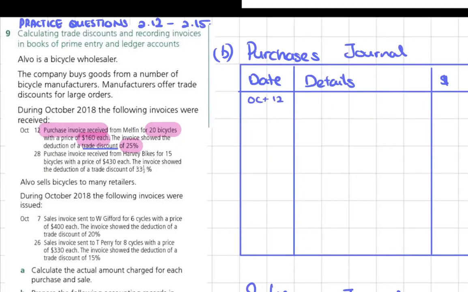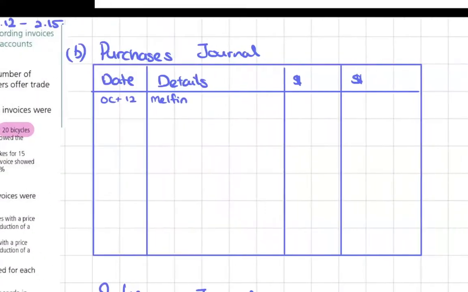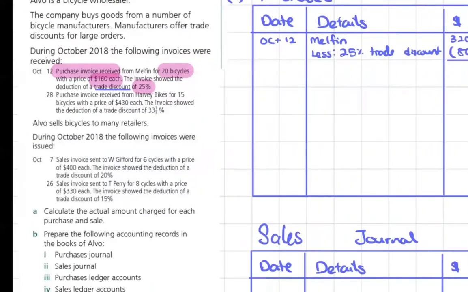We're going to write Melvin. So when we write the name of the supplier, then we can calculate 20 times 160, 3,200. Write it here. For calculation's sake, we need to put the first column, less 25% trade discount. Which is divided by 4, we get 800, then we just minus it, and we get 2,400. So remember, 3,200 is the list price.